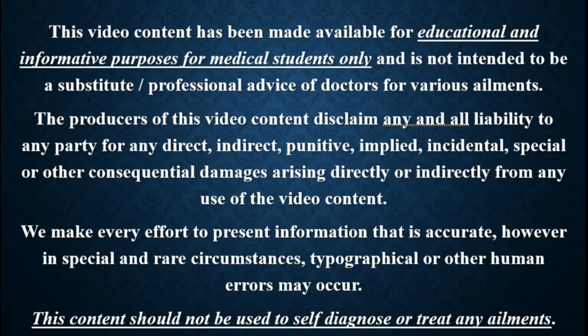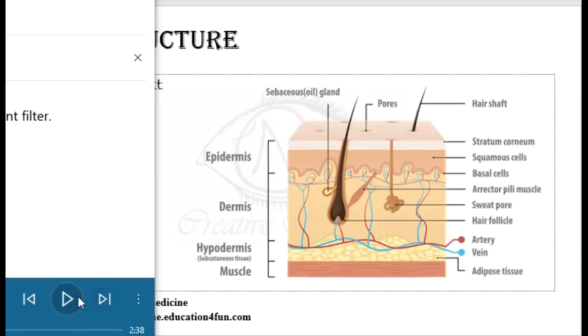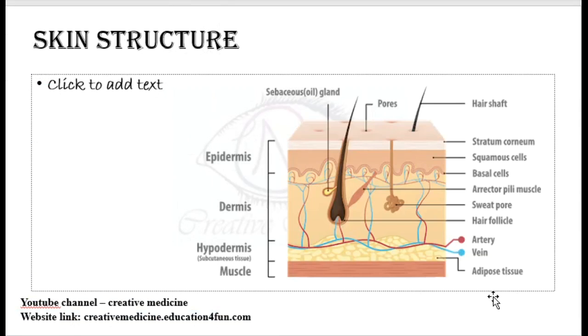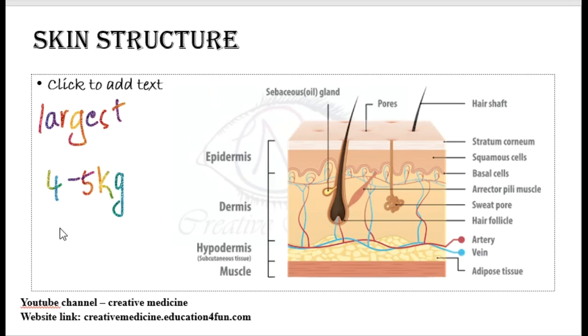In this lecture, we will learn about skin structure, the integumentary system. The integumentary system includes skin and its appendages. Skin is the largest organ of the body. The main weight of the skin is 4 to 5 kgs. The surface area of the skin is 1.4 to 2 meter square. Glabrous skin is the non-hairy skin which is present in palms and soles.